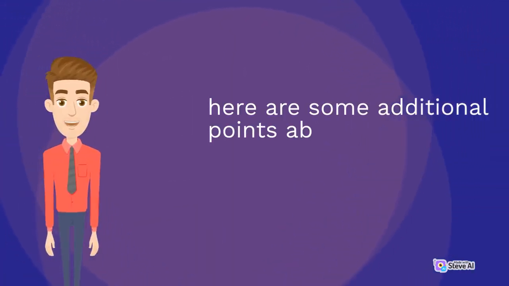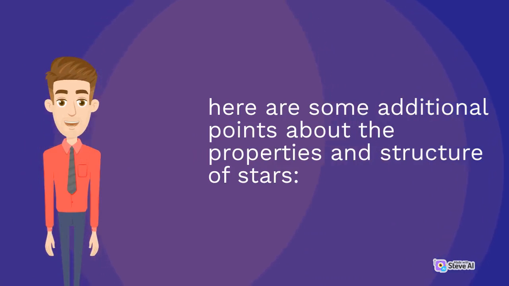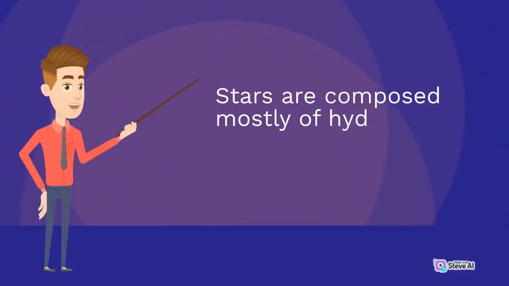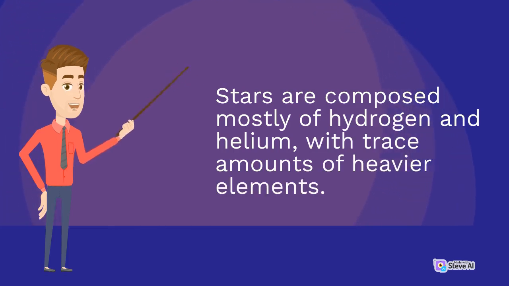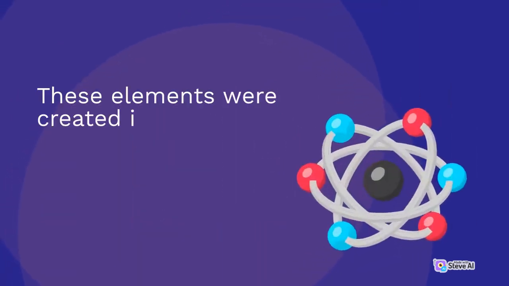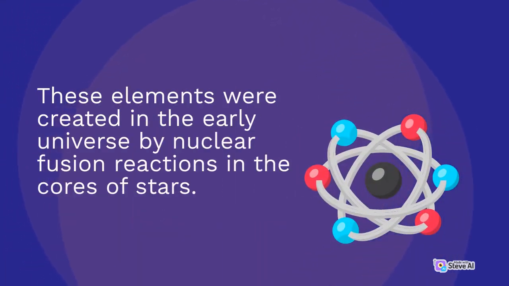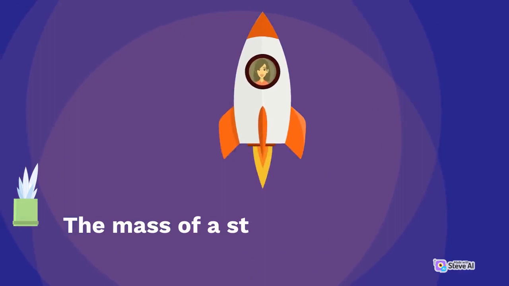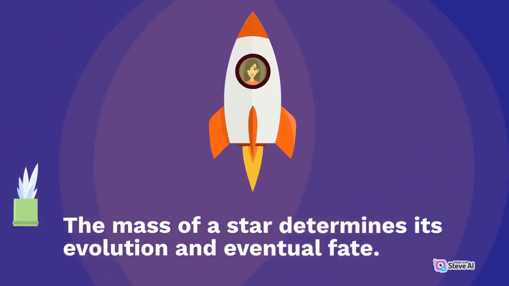Here are some additional points about the properties and structure of stars. Stars are composed mostly of hydrogen and helium, with trace amounts of heavier elements. These elements were created in the early universe by nuclear fusion reactions in the cores of stars. The mass of a star determines its evolution and eventual fate.